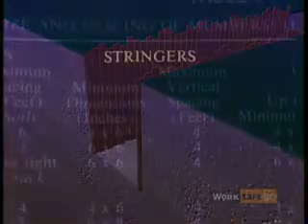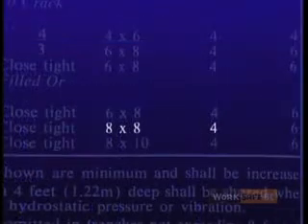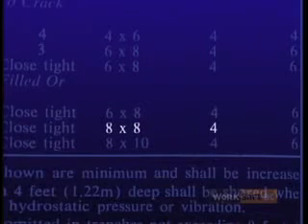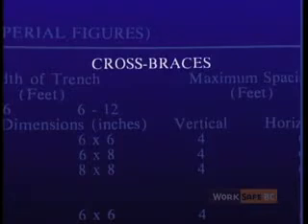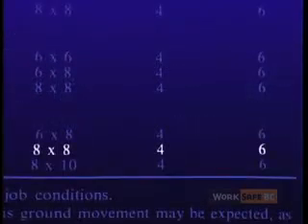What size and maximum vertical spacing is required for the stringers? By referring to the table, we see that this 13-foot deep trench will need 8 by 8 stringers that are spaced a maximum of 4 feet on the vertical. What size of timber and the maximum vertical and horizontal spacing is required for the cross braces? By referring to the table under the cross braces columns, we see that for this 7-foot wide trench, we need 8 by 8 cross braces spaced a maximum of 4 feet vertically and 6 feet horizontally.